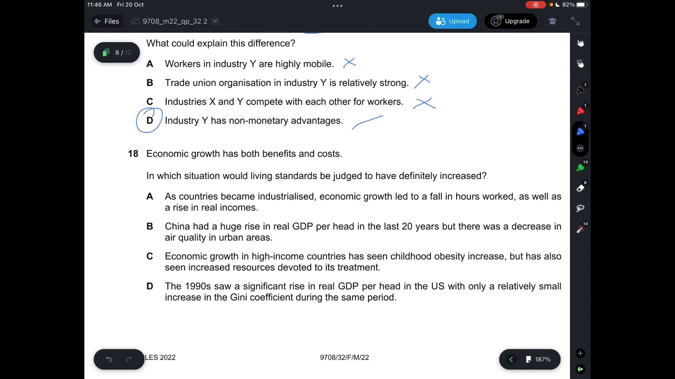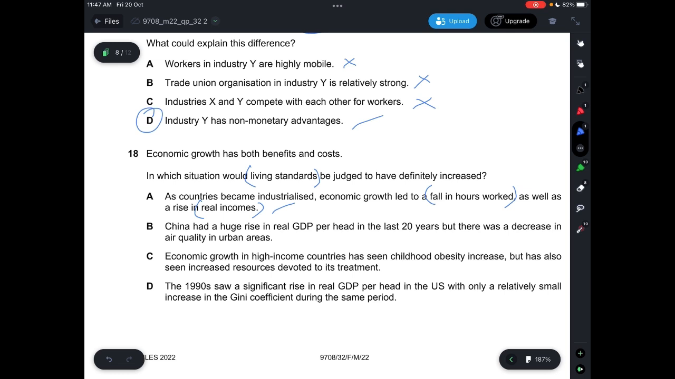Question 18, economic growth has both benefits and costs. In which situation would living standards be judged to have definitely increased? Okay, so now we're talking about living standards, not GDP, but rather GDP per capita and also HDI. Let's look at A first. A, as countries become industrialized, economic growth led to a fall in hours worked as well as a rise in real incomes. Yes, because if you have a decrease in working hours and an increase in real income, this means you don't have to work extra hours just to get extra pay, and you have better standards of living because you have a much better work-life balance.